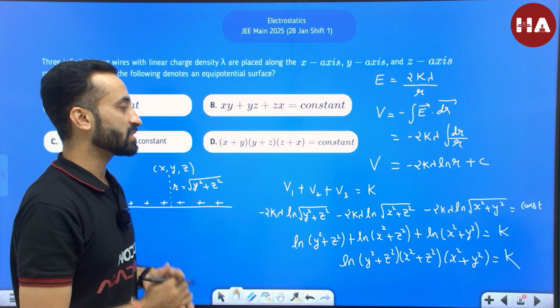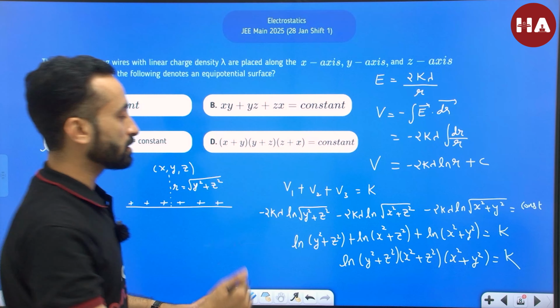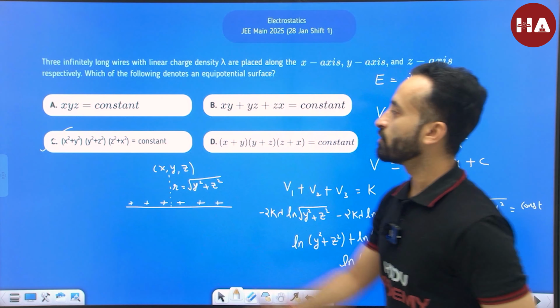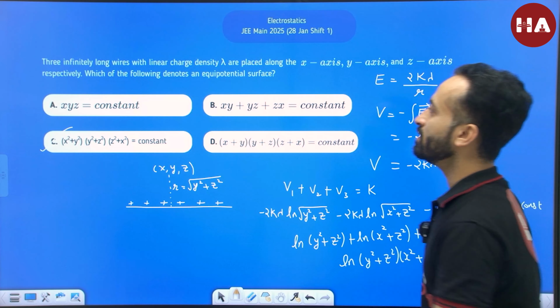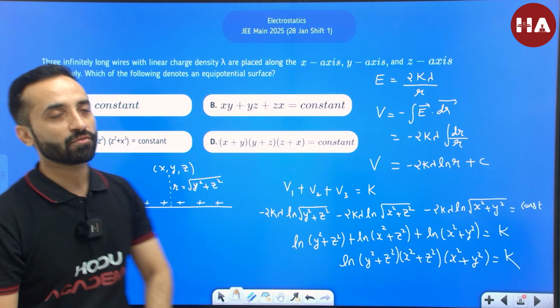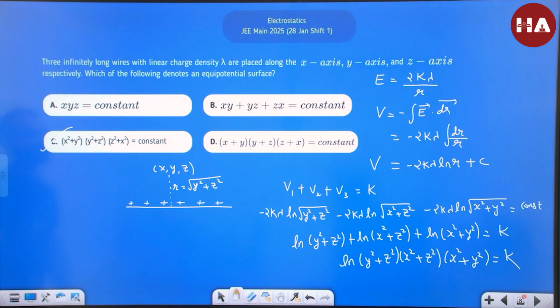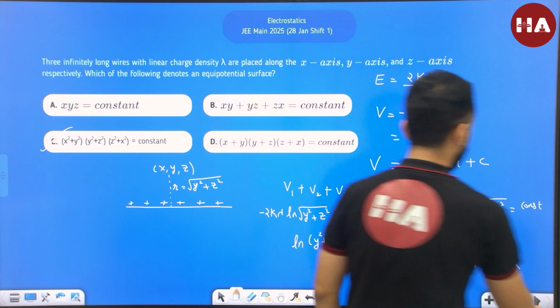So the correct answer here is the term that we need constant to be this much for it to be an equipotential surface, right students? Copy this down, then we move forward. All right, so the next one.